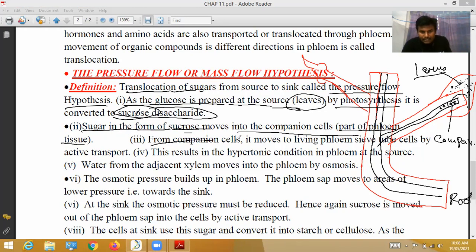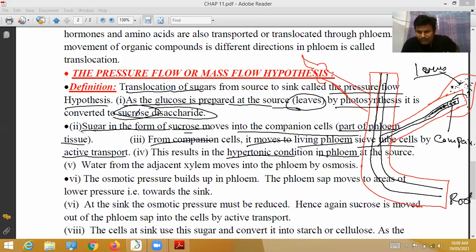From the companion cells, the sucrose moves to the living phloem sieve tube cells. Small sieve tube cells are there, also a part of the phloem. The sucrose enters into the sieve tube cells by active transport. Active transport means movement from lower concentration to higher concentration using ATP energy. So this results in a hypertonic condition in the phloem.